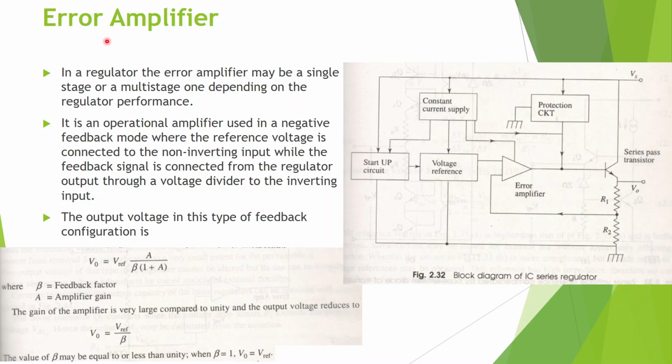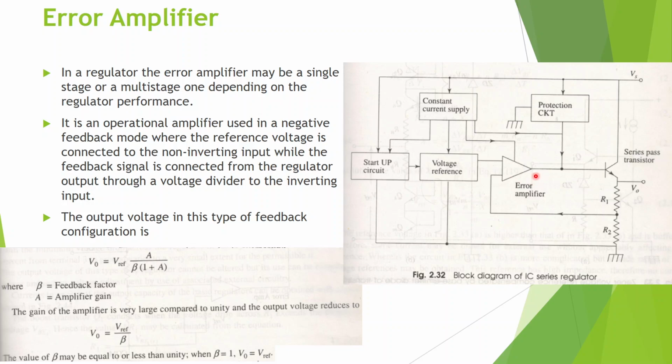Now let us come to this error amplifier. We come back to the block diagram of the IC series regulator, and in this you have the error amplifier here. As you have seen, the error amplifier amplifies the difference between the reference voltage and the feedback voltage. This error amplifier may be single stage or multi-stage depending on the requirement and the designer. It works in a negative feedback mode, and the reference voltage is connected to the non-inverting terminal, whereas the feedback signal is connected to the inverting terminal.